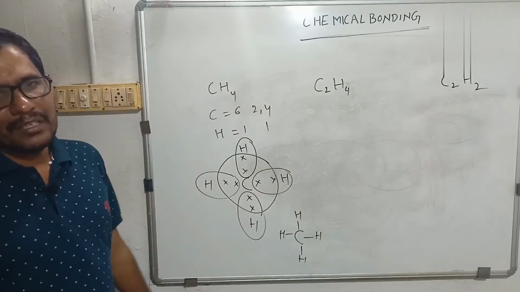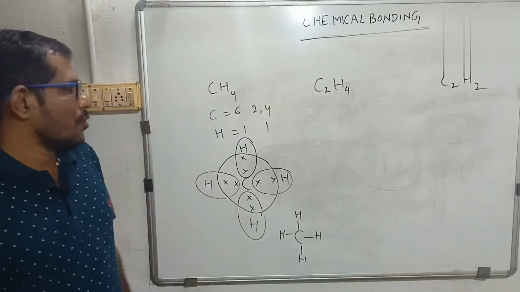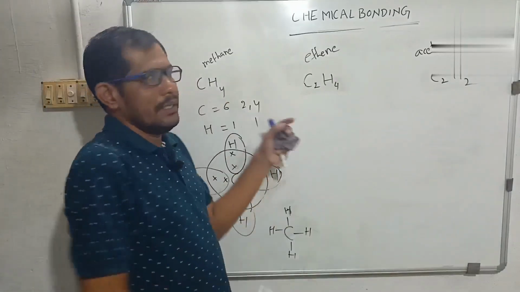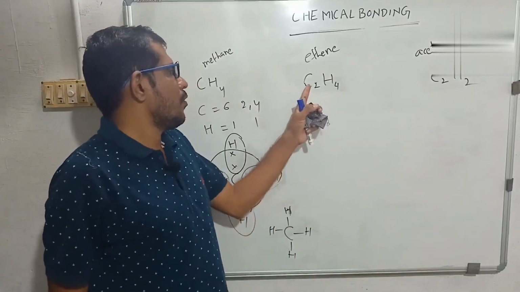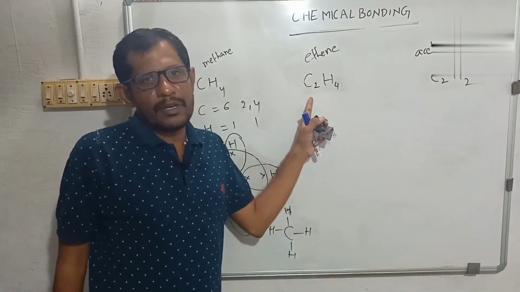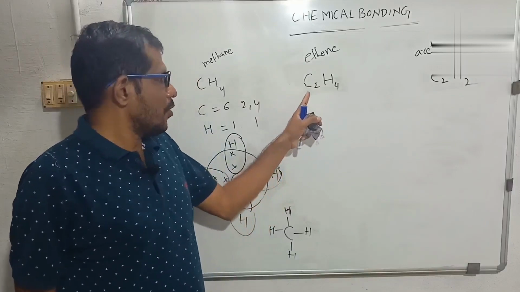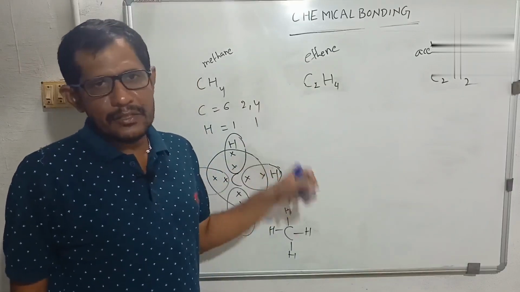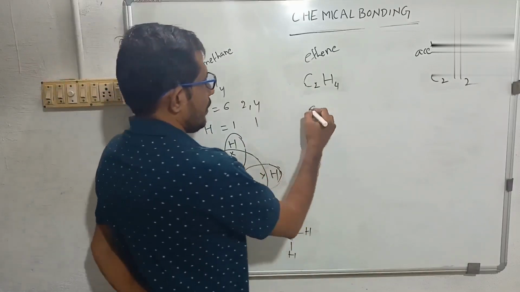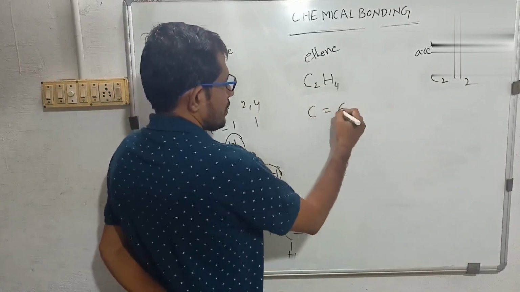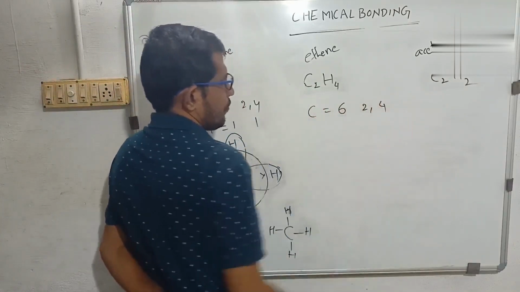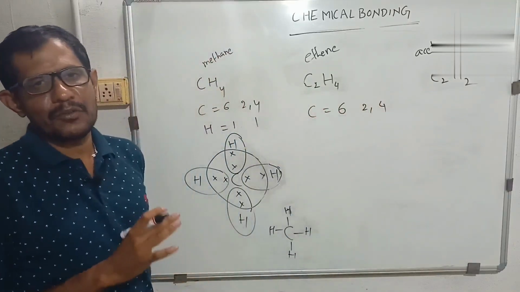Now we will write for C2H4. Now we are going to find the covalent bonding nature, the covalent Lewis dot structure in ethene, that is C2H4. First write carbon, right? Carbon atomic number is 6. Electronic configuration is 2, 4.